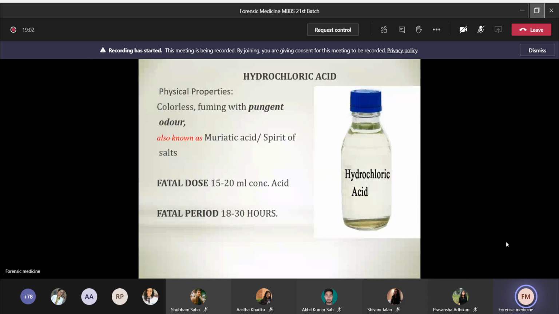Next one is hydrochloric acid. So it is colorless, fuming in nature, and produces a pungent odor. And it is also known as muriatic acid or spirit of salts. So the fatal dose is 15 to 20 ml, and the fatal period is 18 to 30 hours.